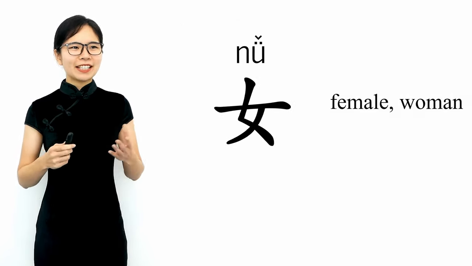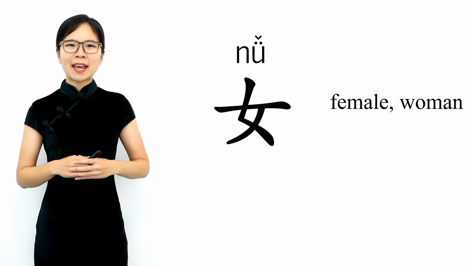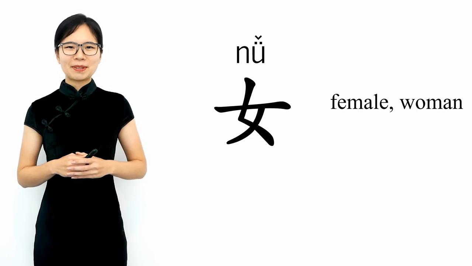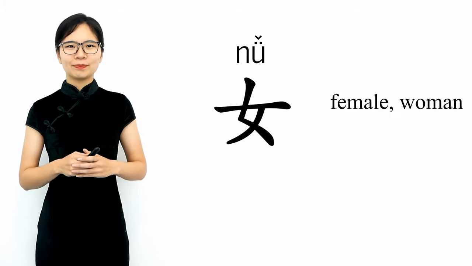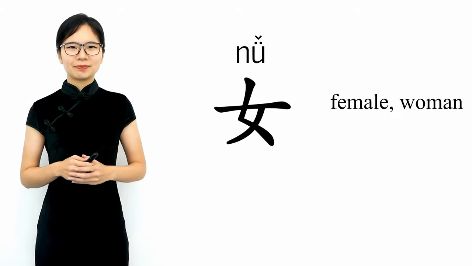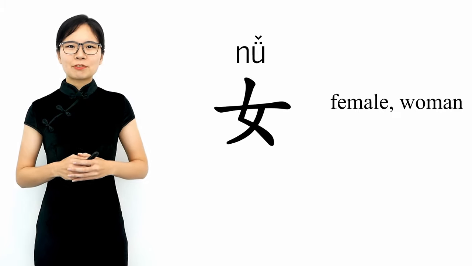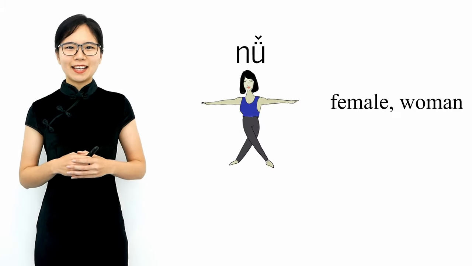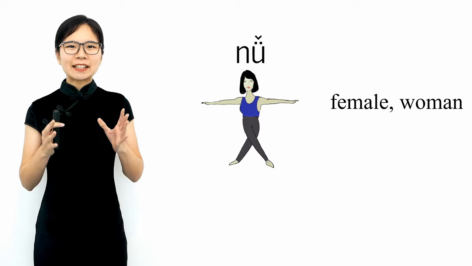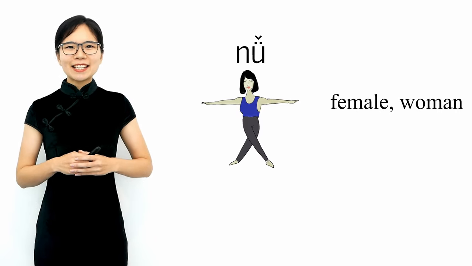Our first character is 女, which means female or woman. Please repeat after me. 女, 女. This character comes from a drawing of a woman. You can imagine it representing a woman dancing, getting ready to do a spin.